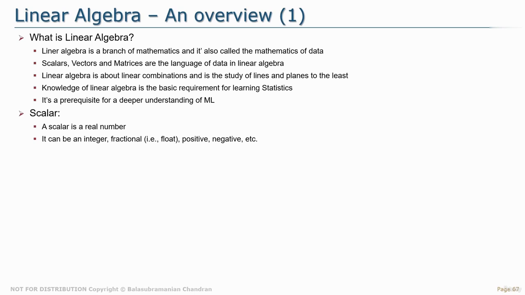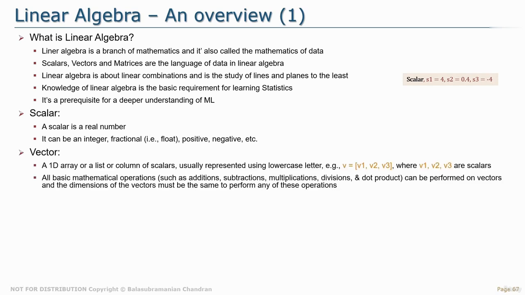Scalar. A scalar is a real number. It can be an integer or fractional, that is float, or positive or negative, etc. Here are some examples. This scalar has an integer value, this scalar has a floating point value, and this scalar has a negative value.